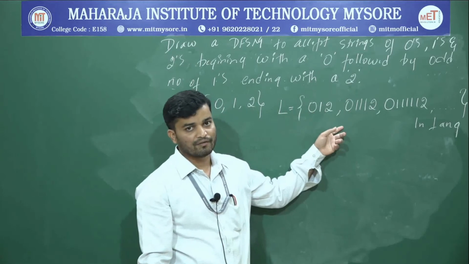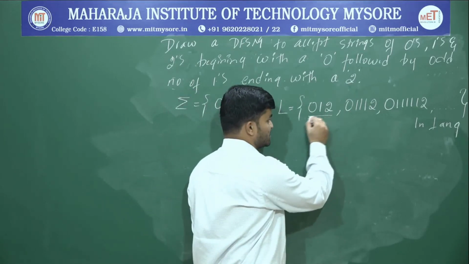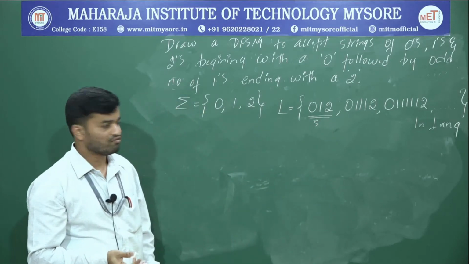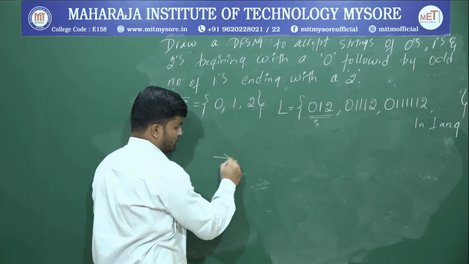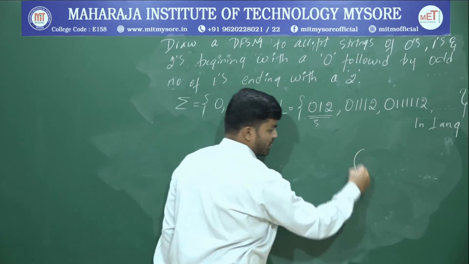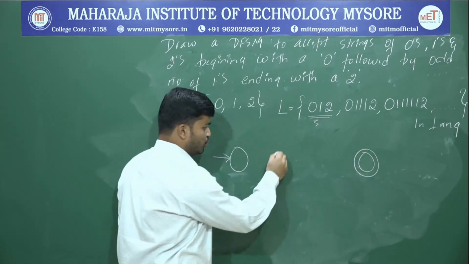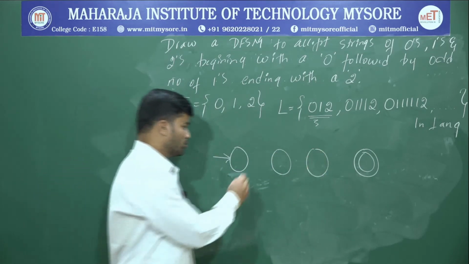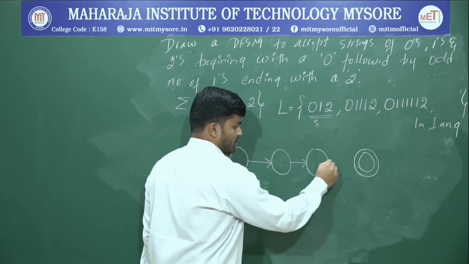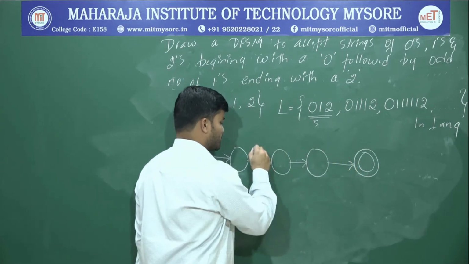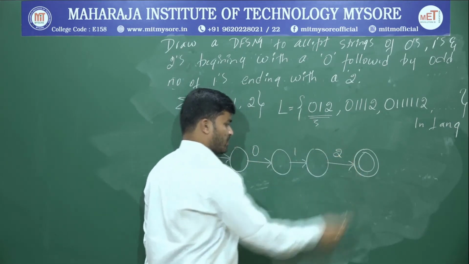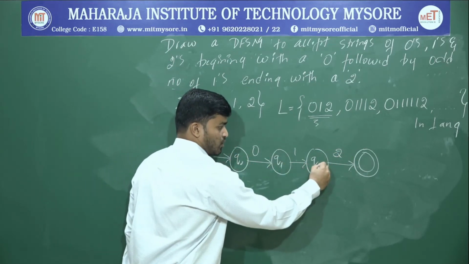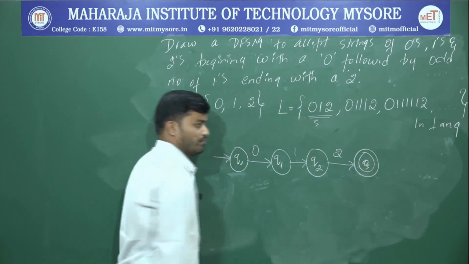If the language is infinite, underline the minimum length string. The size of the minimum length string is 3. If the size is 3, how many states? 4 states. So write 4 states. One should be the start state, one should be the accepting state, and two intermediate states. Connect these using arrows, and write this minimum length string as 0, 1, 2, and name the states Q0, Q1, Q2, Q3.